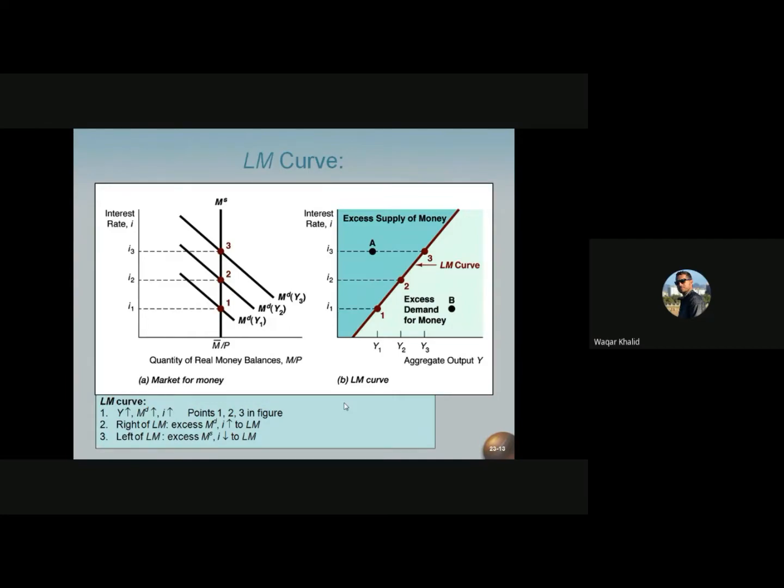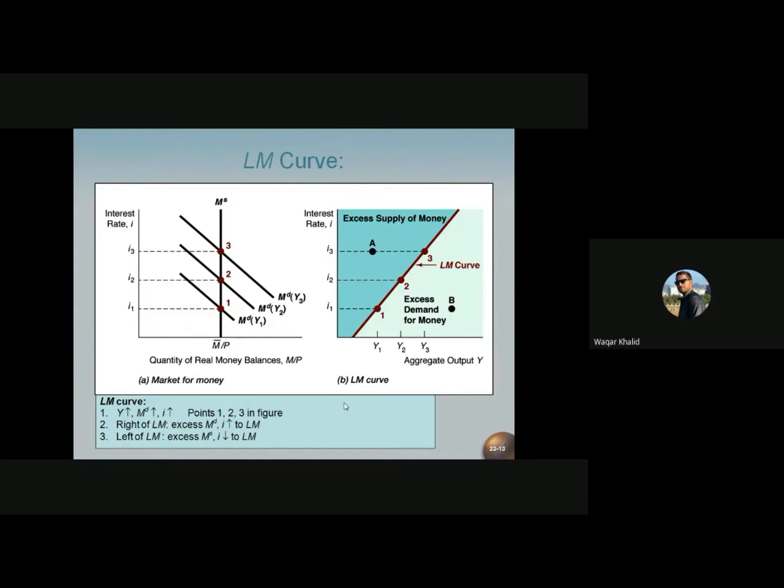So what is the relationship between the interest rate and the money demand? Very simply, it is negative. If the interest rate increases, the demand for money decreases. So, according to the liquidity preference theory developed by J. M. Keynes, the demand for money is positively related to aggregate output and negatively related to interest rates.